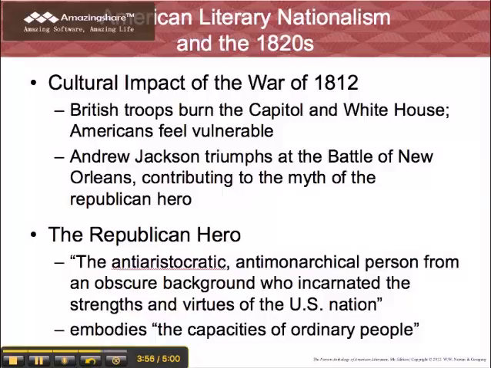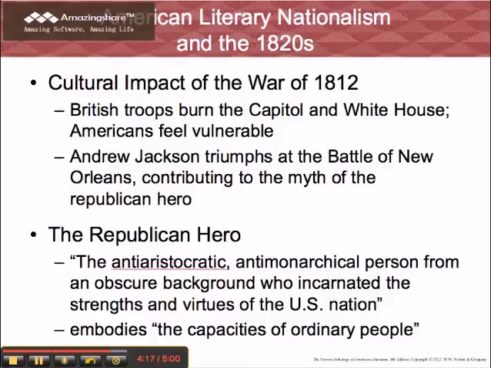Following the American Revolution, a number of American authors wrote epic national poems such as Timothy Dwight's The Conquest of Canaan, 1785, and Joel Barlow's The Columbiad, 1807. Similarly, the War of 1812 presented writers with a set of circumstances that led to a flowering of nationalist cultural sentiment.